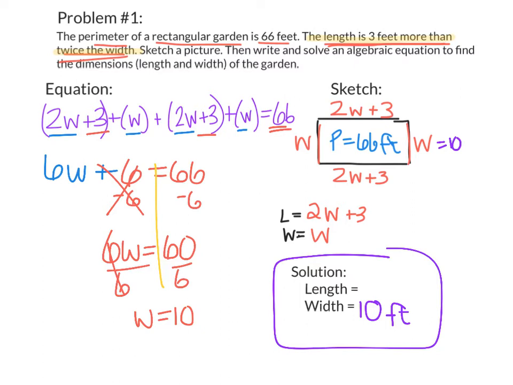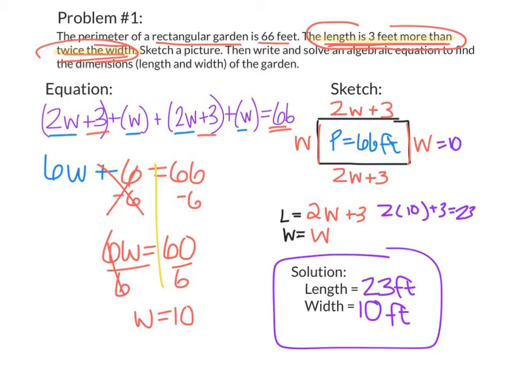Now I'm going to go back and see the length is 3 feet more than twice the width, or 2W plus 3. So I have to do 2 times 10 plus 3 to get my length. And I'll see that my length is 23 feet. And then I could check that by adding up 23 plus 10 plus 23 plus 10, and it should equal 66.